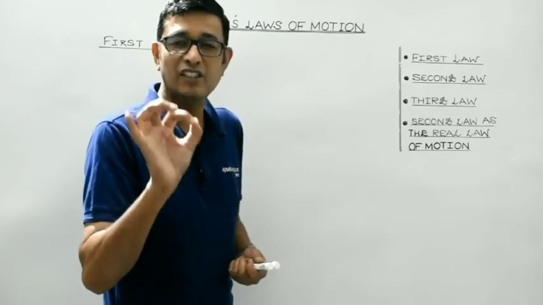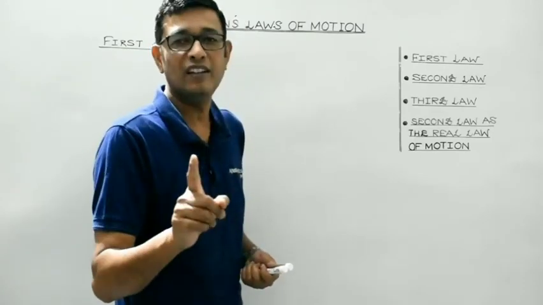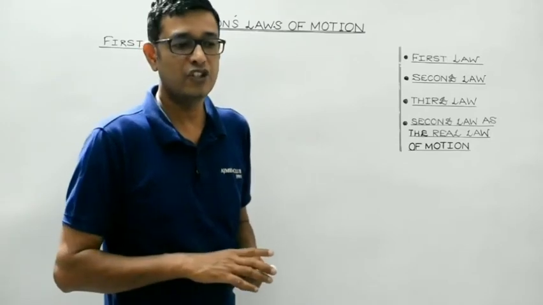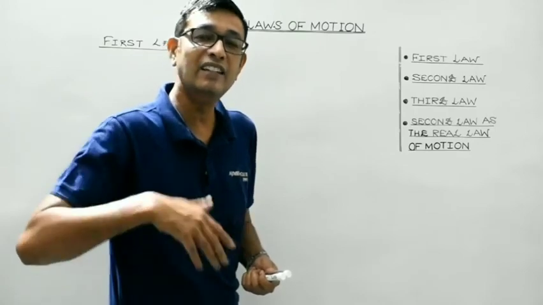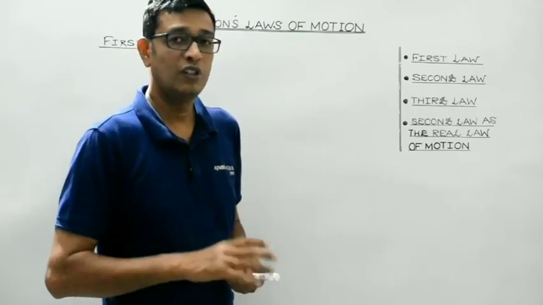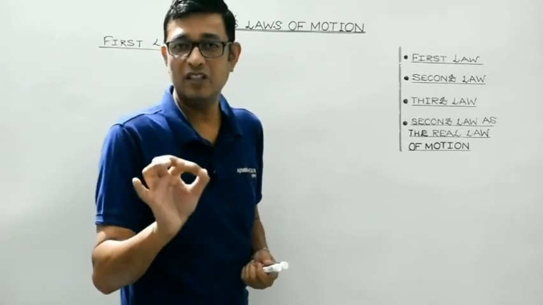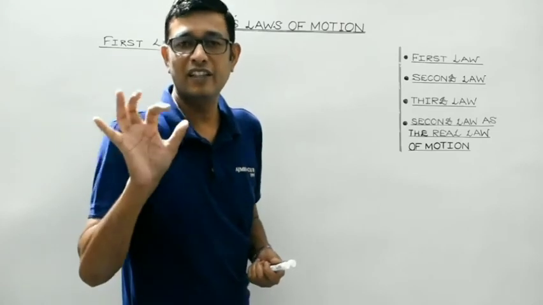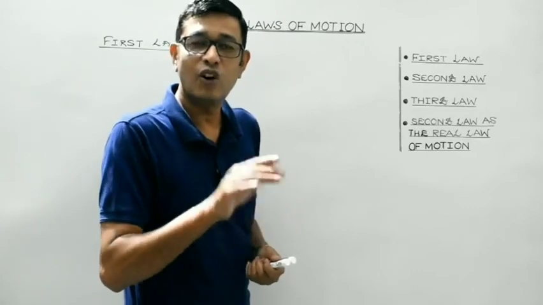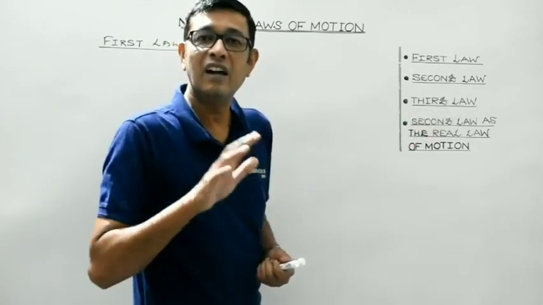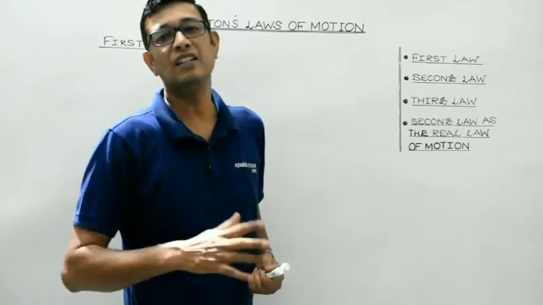So the term inertia was first formulated by Galileo, and that is the reason why Newton's first law of motion, which deals with the concept of inertia, is also known as Galileo's law of inertia. So, what is the statement of first law of motion, students? Every body in this universe tends to remain in its state of rest or of uniform motion along a straight line unless it is acted upon by some external unbalanced force.